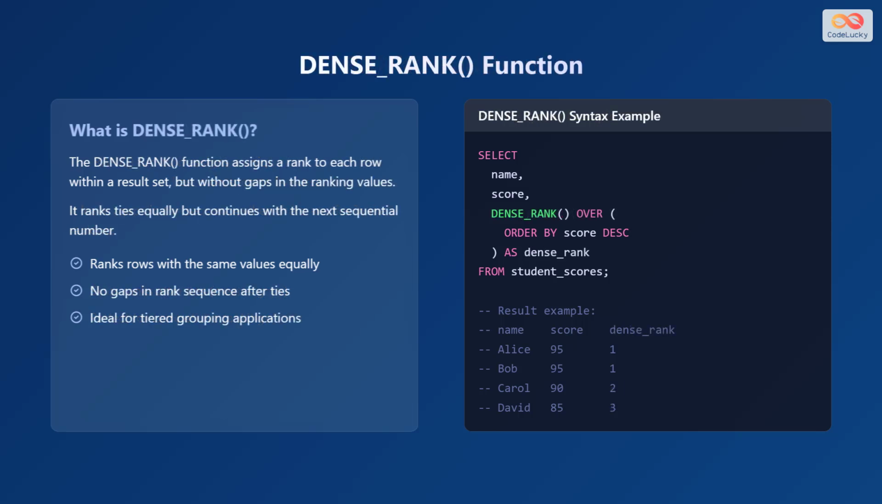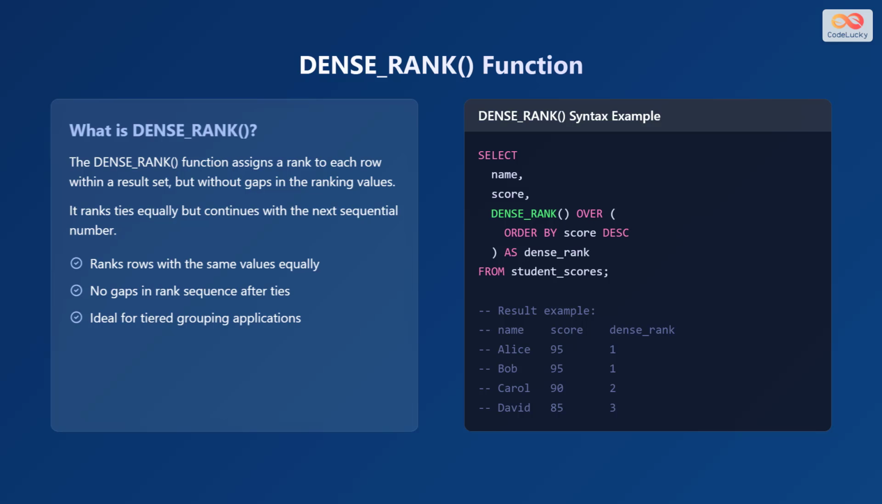Let's learn about the DENSE_RANK function. The DENSE_RANK function assigns a rank to each row within a result set, but unlike the RANK function, it does so without gaps in the ranking values. It ranks ties equally but continues with the next sequential number. Here are some key points. It ranks rows with the same values equally, and there are no gaps in the rank sequence after ties. It is ideal for tiered grouping applications.